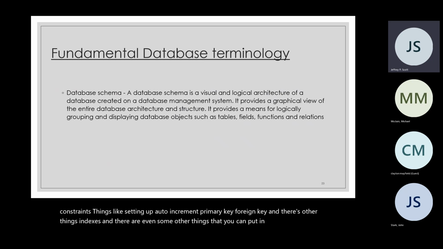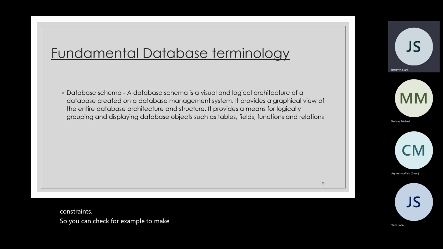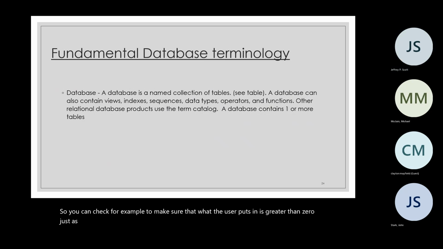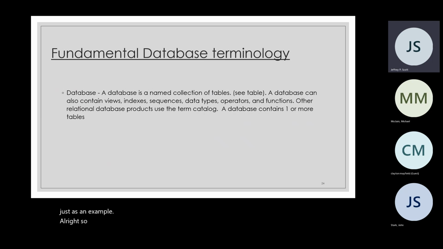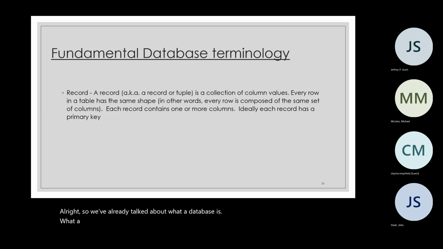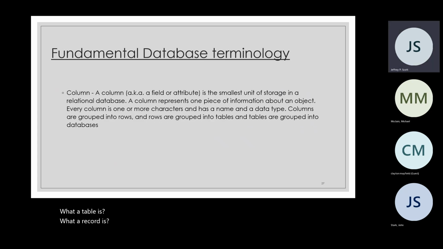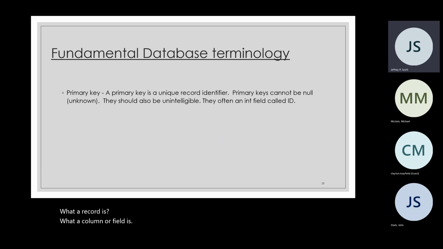I didn't want to get into too much detail with this, but there are things called check constraints. So you can check, for example, to make sure that what the user puts in is greater than 0, just as an example. All right, so we've already talked about what a database is, what a table is, what a record is, what a column or field is. You should understand all of that stuff by now.